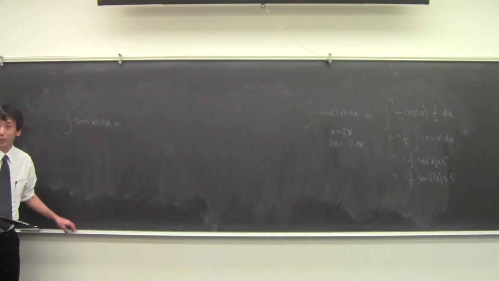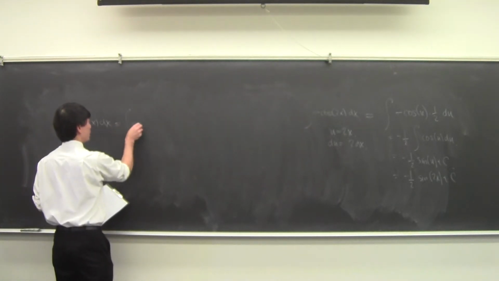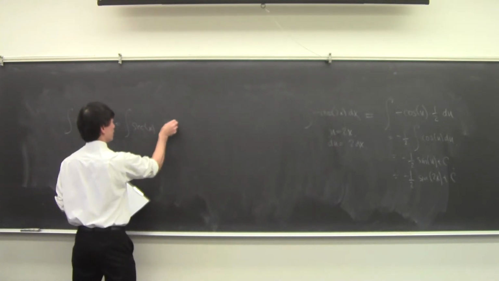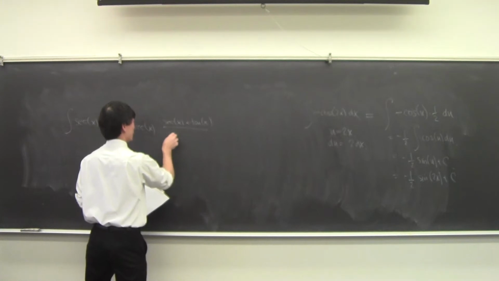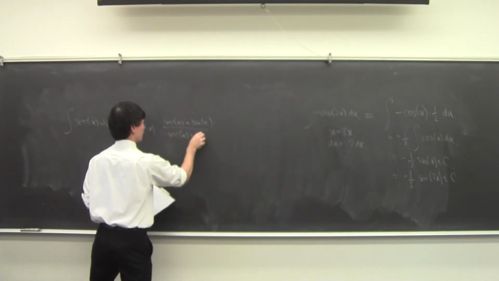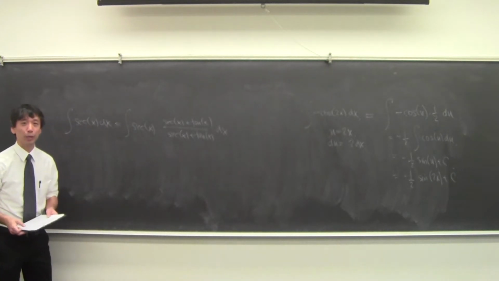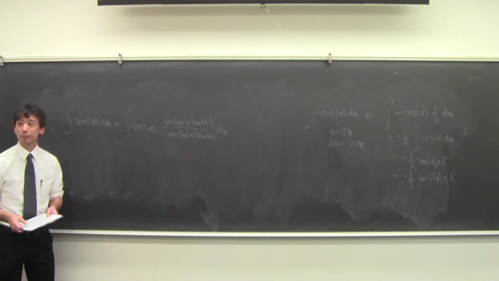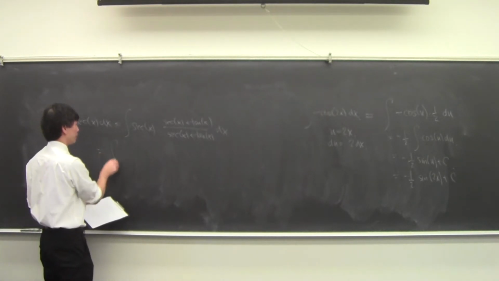Anybody know the trick? Secant x plus tan x. Yes. So you say, I'm going to multiply this thing by secant plus tangent divided by secant plus tangent. So you throw in this funny looking 1. It's always okay to multiply by 1.